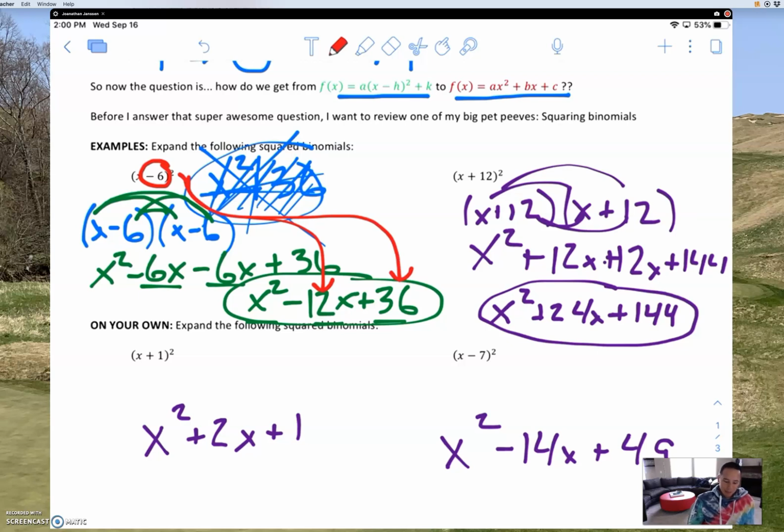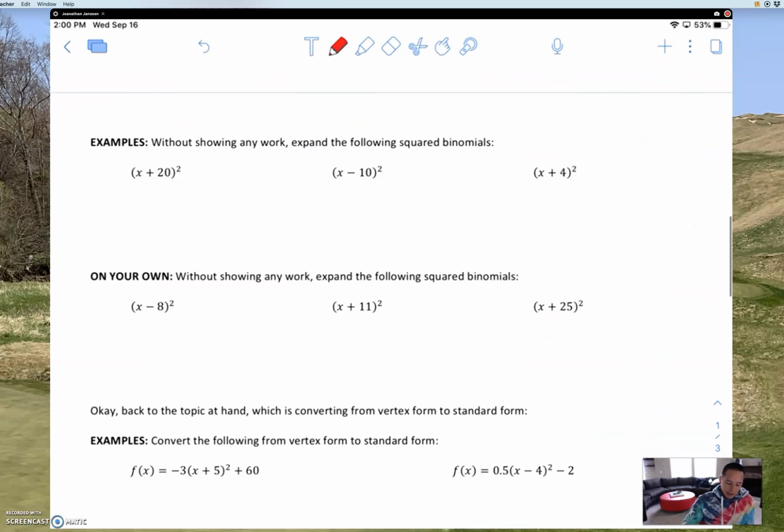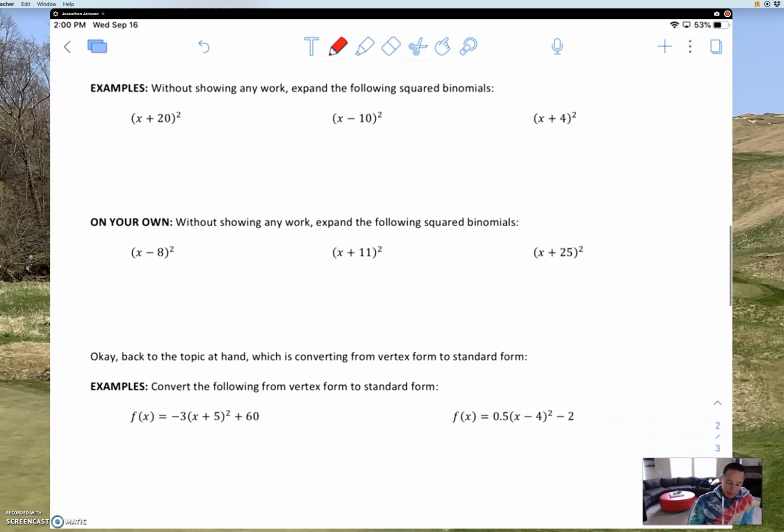And the reason it gets doubled is because you see here -6x, -6x. You add them together, it's a -12x. And it's a 36 here because -6 times -6 is positive 36. So we should be able to do these really, really quickly. So it's going to be x squared. If you double the 20, it's going to become 40, so plus 40x.